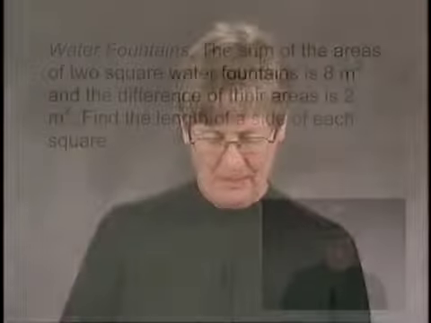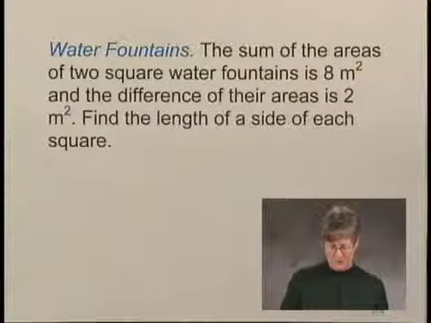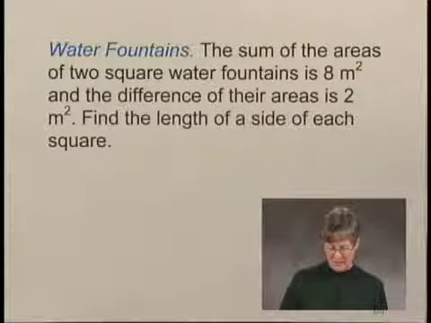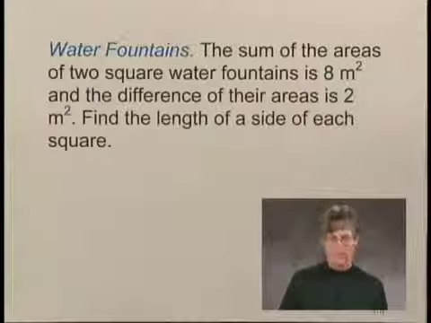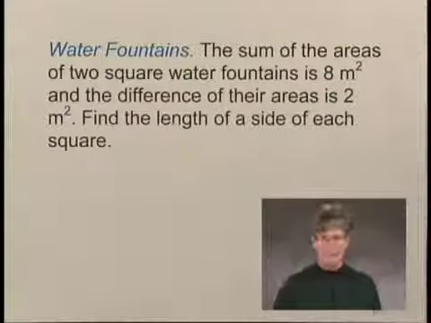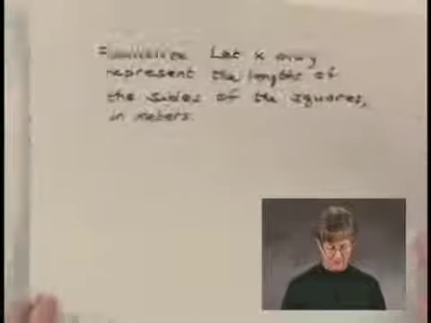This is an applied problem that involves a little geometry. The sum of the areas of 2 square water fountains is 8 square meters, and the difference of their areas is 2 square meters. Find the length of a side of each square. Well, let's begin by familiarizing ourselves with the problem.